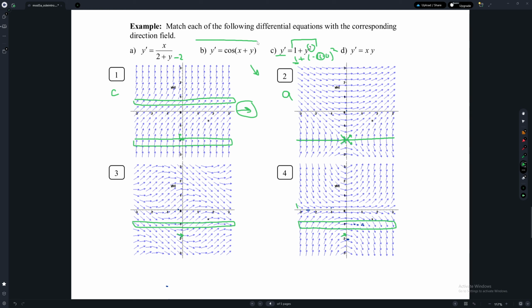Now we have B and D. And these I wouldn't say are as obvious. How can you tell the difference? What I like to do is choose a random point and see if it equals my slope. So what can we do here? 0, 0 is usually the easiest one. If I plug in, well, this one in specific, in your cos, if x was 0 and y was 0, this whole thing would equal 0, right? And cos of 0 is 1. So at the point 0, 0, either here or here, my slope is supposed to be 1.